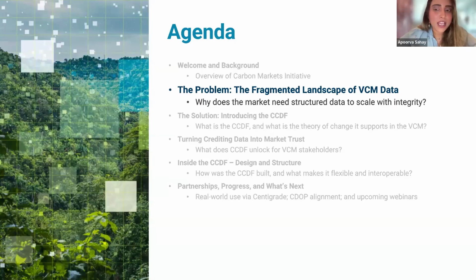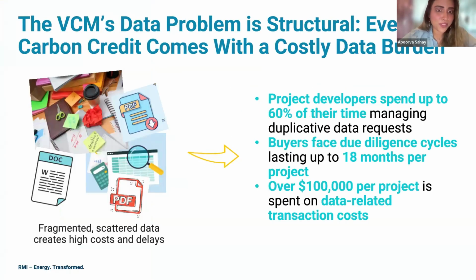Next slide. So the VCM's data problem is a structural problem. And next slide. Here are some numbers to put things in perspective. The project developers that we've spoken to tell us that they spend over half their time managing duplicative data requests coming in from buyers, from consultants, and data auditors and verifiers.